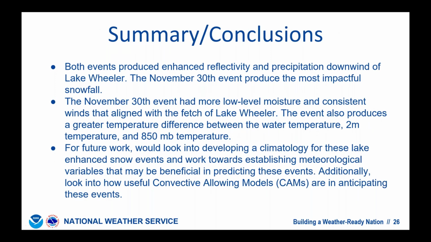So both events clearly produced enhanced reflectivity and precipitation downwind of Lake Wheeler. Saw that in the radar and satellite imagery. The November 30th event, like I said, really kind of hit all those points a lot harder than the last event. The low-level moisture was much better. The event also produced a greater temperature difference, as mentioned.